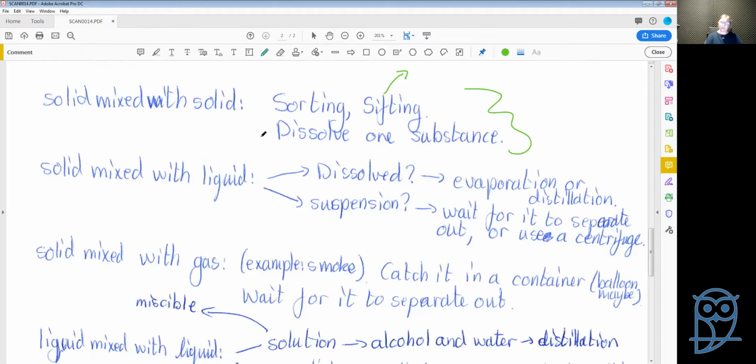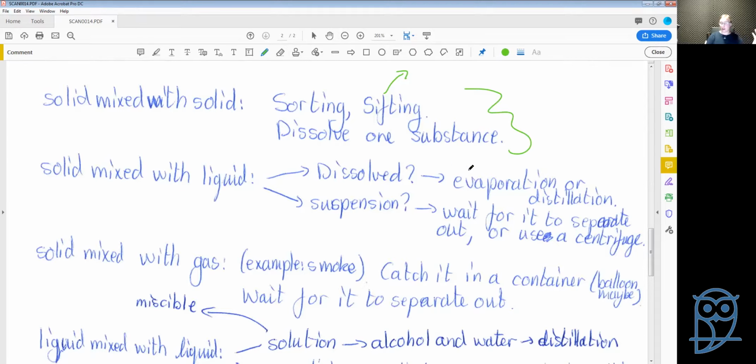If we've got a solid mixed with a liquid, what we do here depends on whether it is dissolved or whether it is in suspension. So what I mean here is dissolved would be something like salt dissolved in water. A suspension would be something like sand in water.